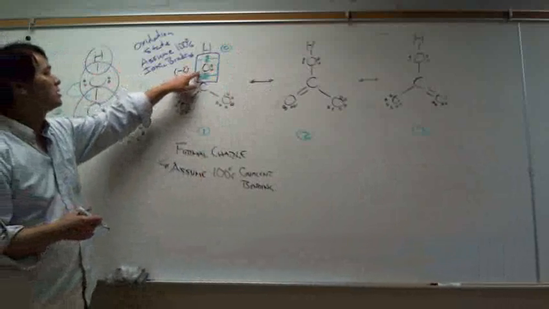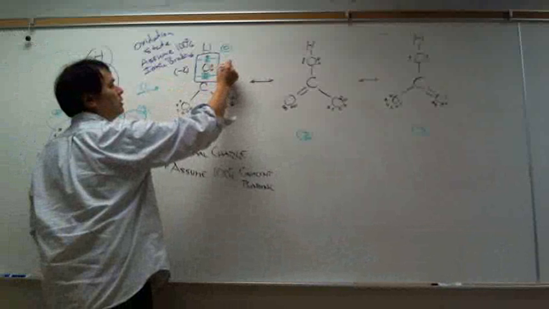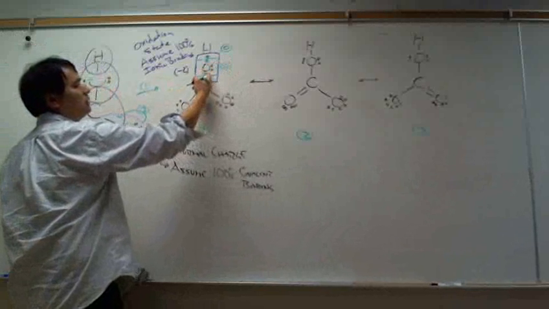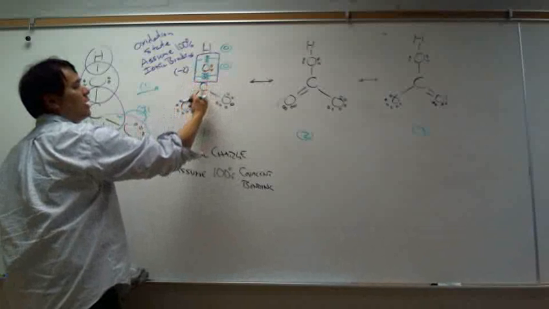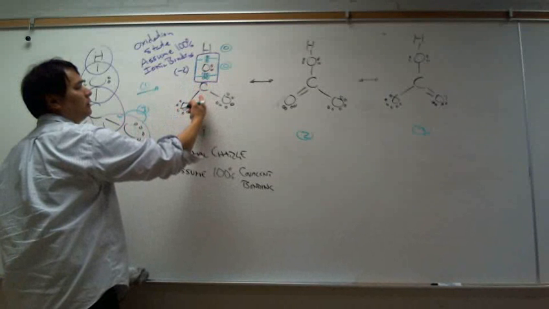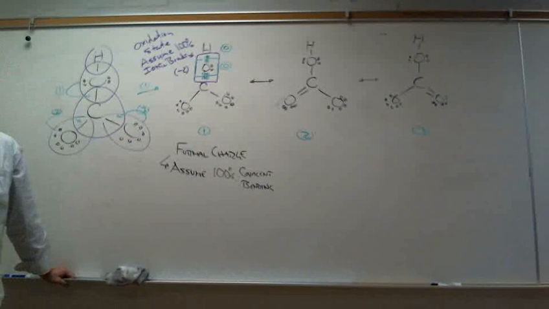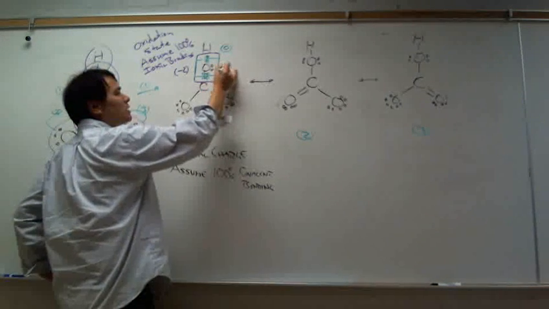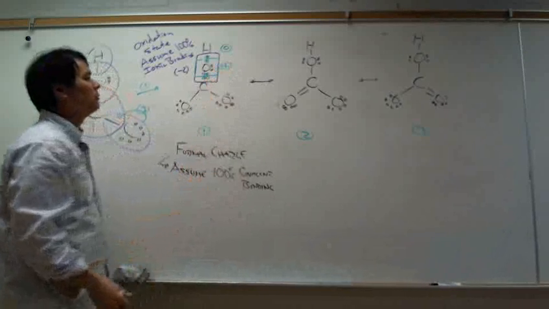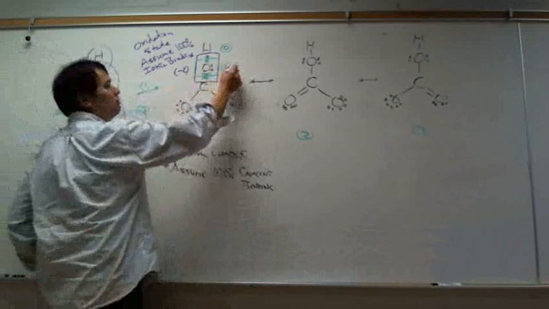This oxygen has an oxidation state of -2, but its formal charge is actually 0 because it's got... wait, it's supposed to have 6. It only has 5, so its formal charge is actually plus. Now, with formal charges, we circle them. And so this would be a +1 formal charge.